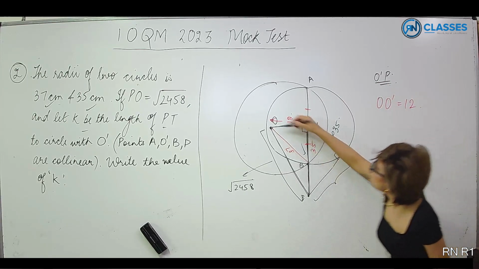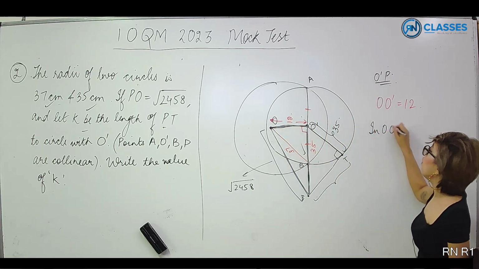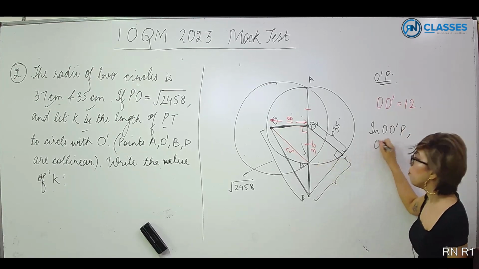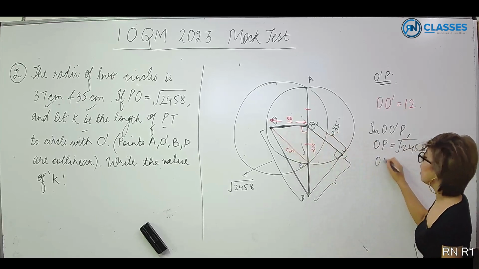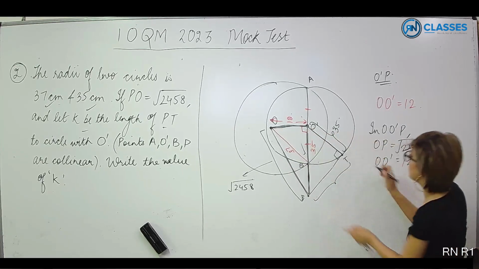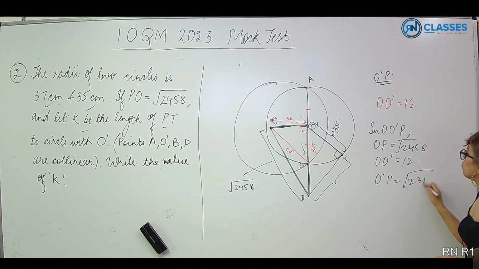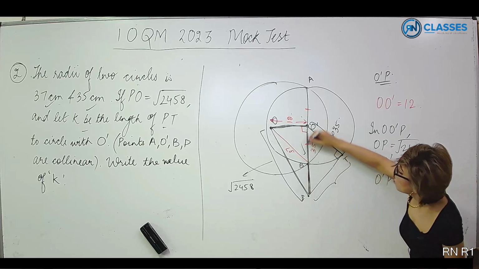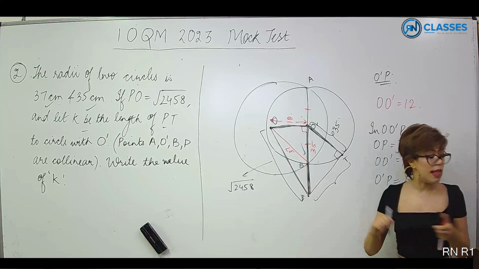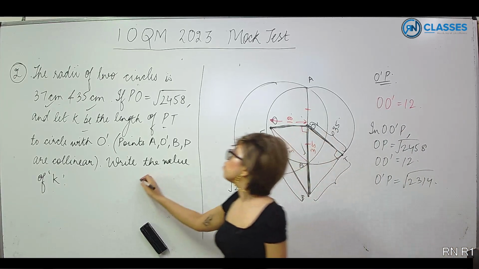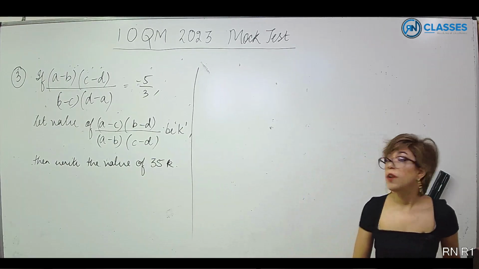Right? Now, go on to the bigger triangle, this one, the one we were interested in. Now, in triangle O dash P, I know the length OP, which is given to you, 2, 4, 5, 8. And I know this length O dash, which is 12, and I need to find this length O dash P, which turns out to be actually root 231. I think our job is done. If I know this length, I already know this length. Using Pythagoras theorem again, we'll try to find the length of K, and the answer turns out to be 30. Alright, on to the next one.